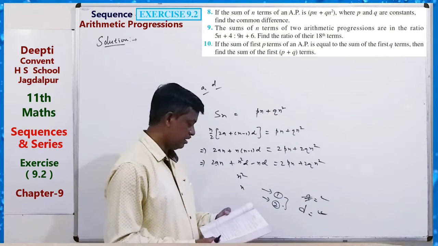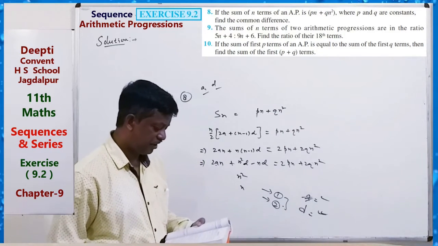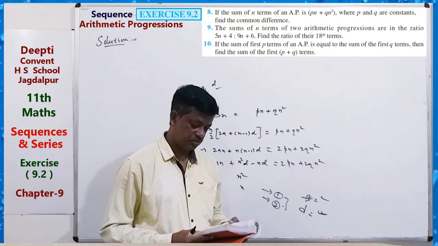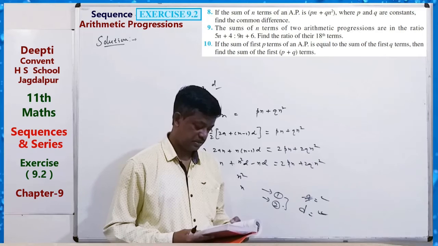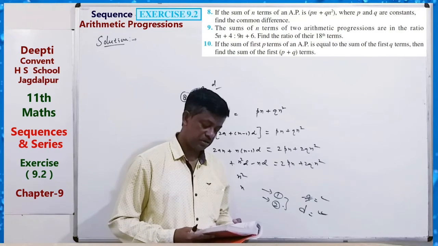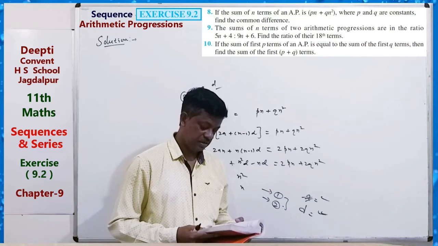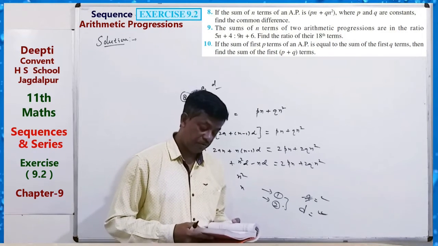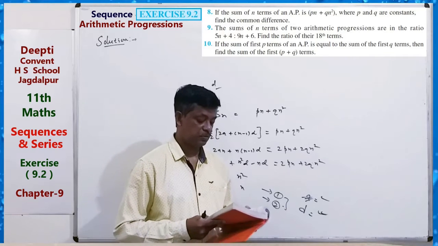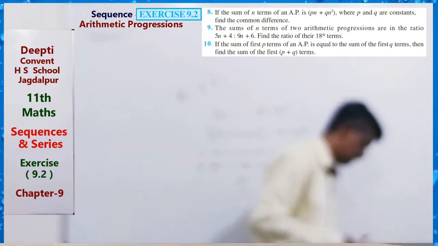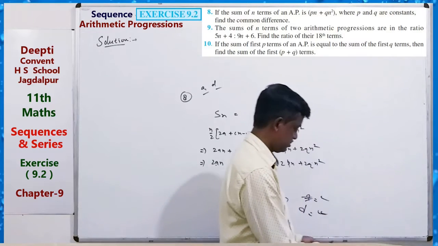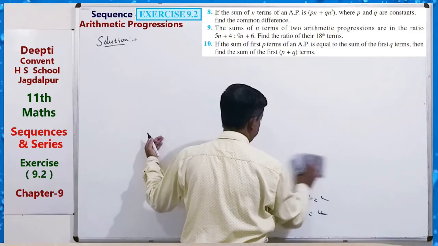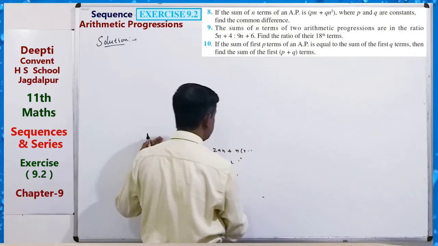Question 9. The sum of n terms of two arithmetic progressions are in the ratio 5n plus 4 to 9n plus 6. Find the ratio of their 18th terms. Two arithmetic progressions, okay. So we have to find the ratio of the 18th terms.